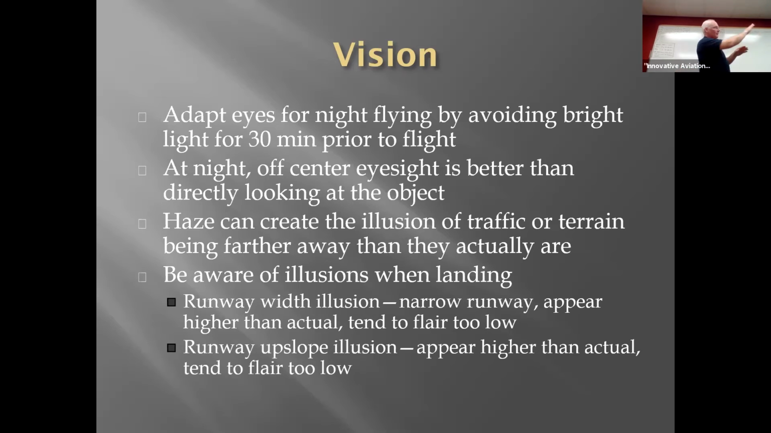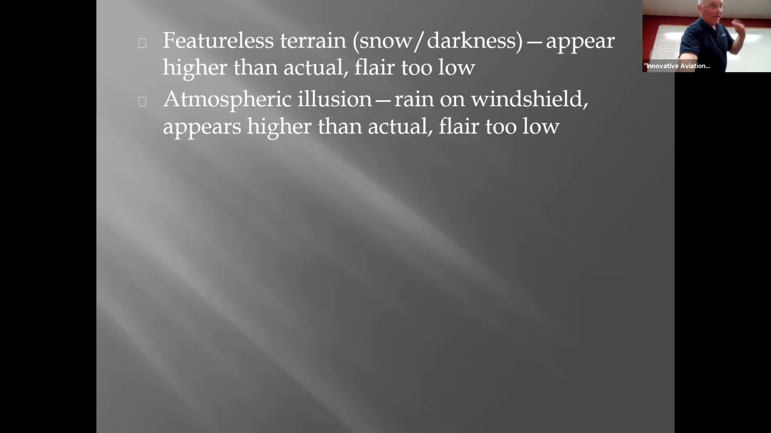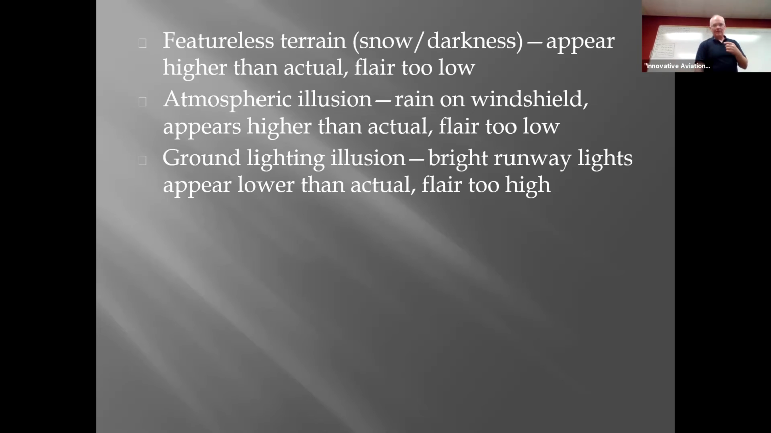Upslope, again, if the runway slopes, there's not many around here, there's a grass strip north of here that has a nice, beautiful hill, but it can give you those illusions too. So if you're landing and it's snowing or the runway's covered in snow, you'll lose that sensation that you're used to seeing, and you're going to flare too low. You won't perceive the runway properly. Rain on the windshield, they say, can do it. It's never happened to me, although I have flown in the rain. I haven't got the illusion.